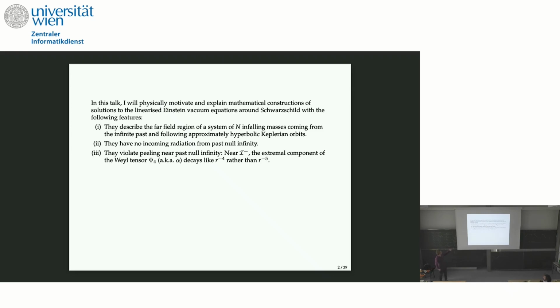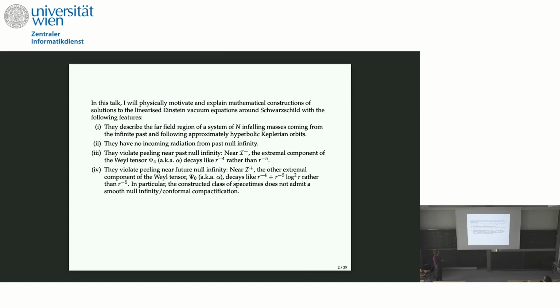So near scri minus, the extremal component of the Weyl tensor, C4, decays like r to the minus 4 rather than r to the minus 5. And fourthly, they violate peeling near future null infinity as well. So near scri plus, this other extremal component of the Weyl tensor, C0, decays like r to the minus 4 plus r to the minus 5 log squared r rather than r to the minus 5. I'm lucky to still have peeling written down here, so r to the minus 5 with peeling.